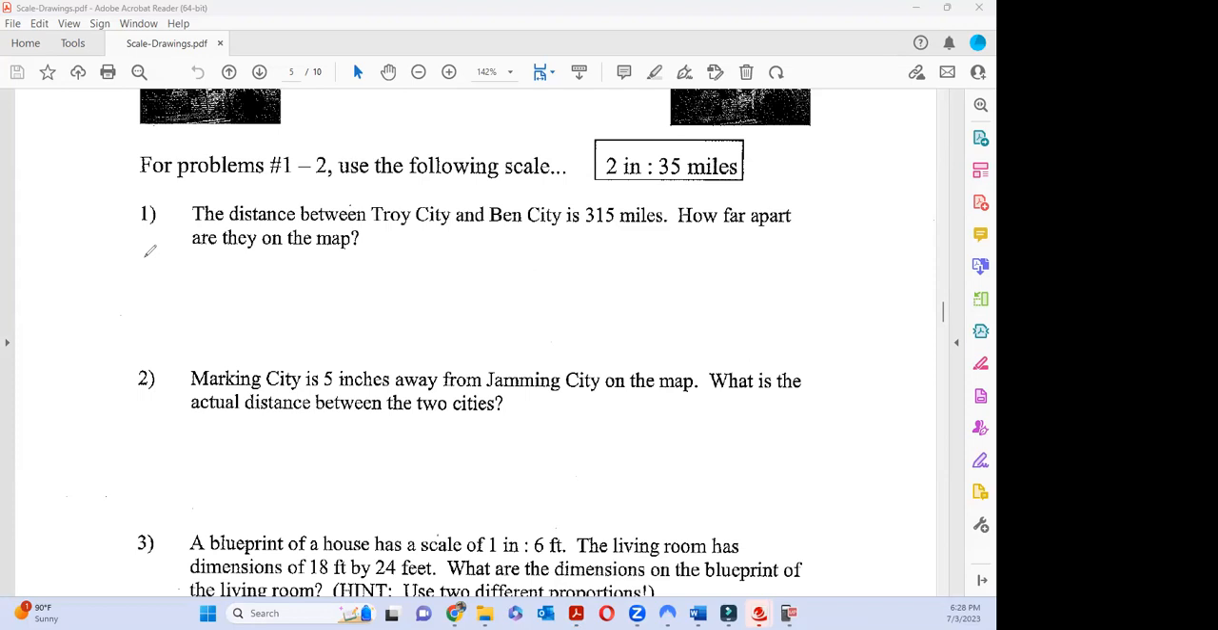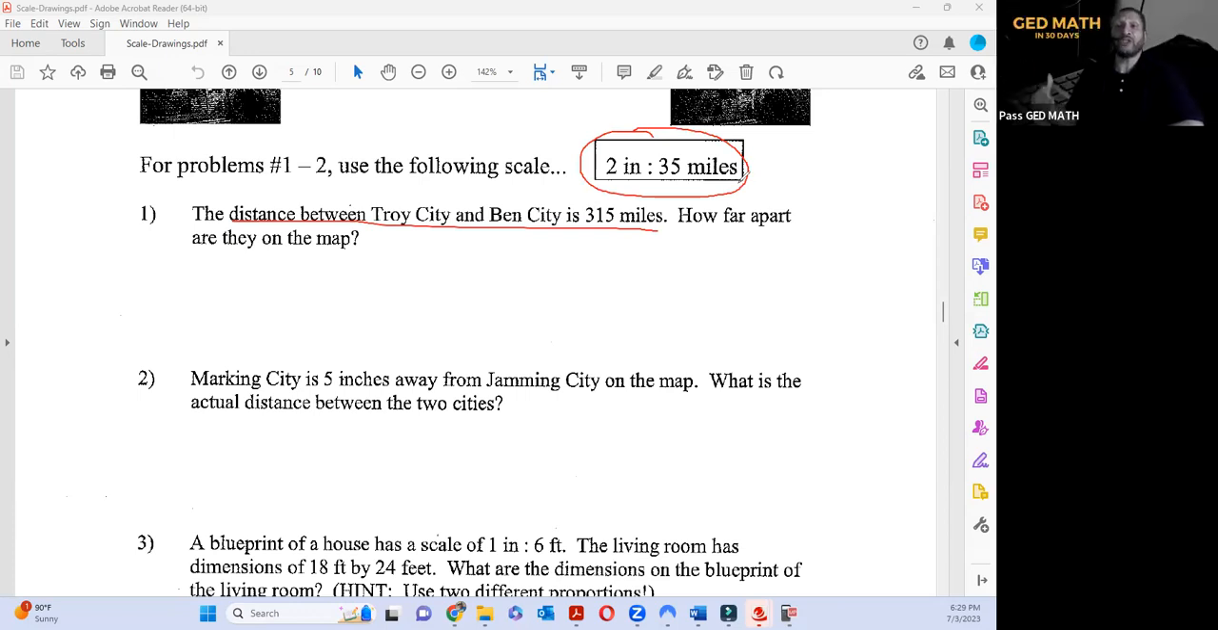Well, we start with identifying givens. Identify your givens. Yes, identify your givens. What's given to us? Between the cities is 315 miles. Okay, this is between the two cities, 315 miles. What else is given? The 2 inches and 35 miles. Each 2 inches equals 35 miles. Okay, so that is a ratio. That is a comparison of 2 to 35. Yes. Okay, so how can we solve this problem?